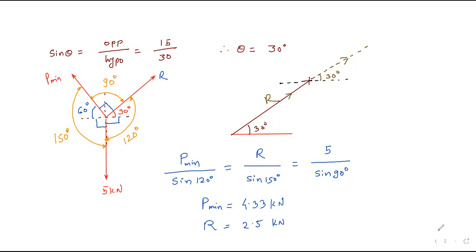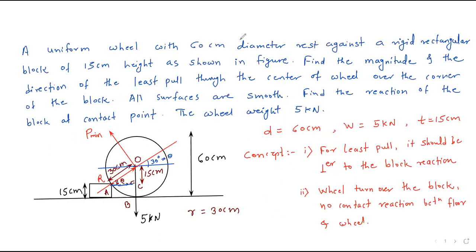So the key concept in this numerical is you should remember that when you come across this type of numerical, this wheel is moving further and it will cross this rectangular block. Okay. So what is the minimum pull required? 4.33 kilonewton pull is required to provide to this wheel so that it will just cross this block.